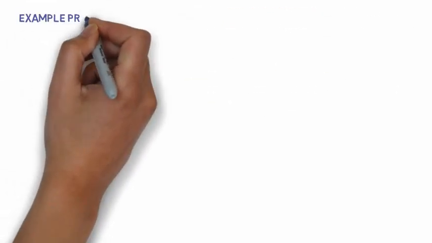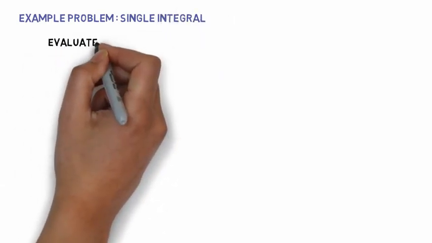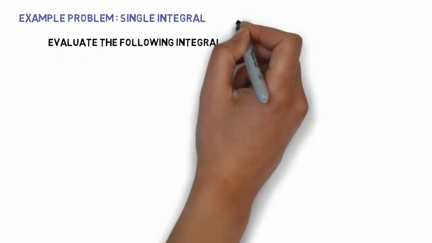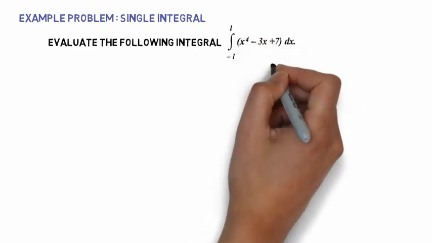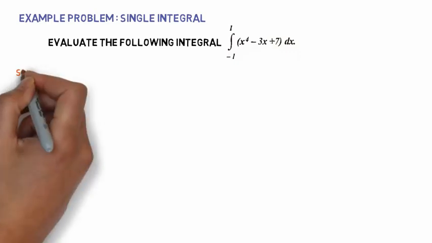Let us solve one example problem from the single integral. Just take a basic example problem. Evaluate the following integral, that is the single integral of x power 4 minus 3x plus 7 dx. The integration limit is minus 1 to plus 1.